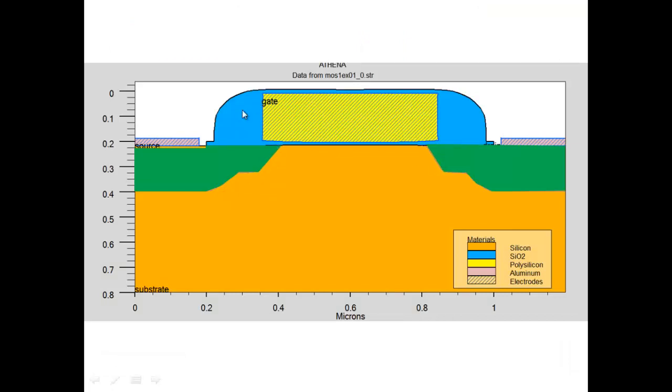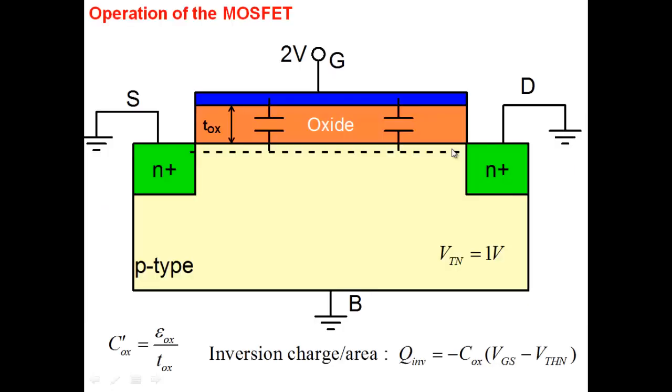This is the gate here. This is another what we call the spacer layer here, a small amount of this thing here. Anyway, let's not bother. Let's for the moment go and understand qualitatively how the MOSFET operates. So a little bit of quantitative analysis of our MOSFET here.